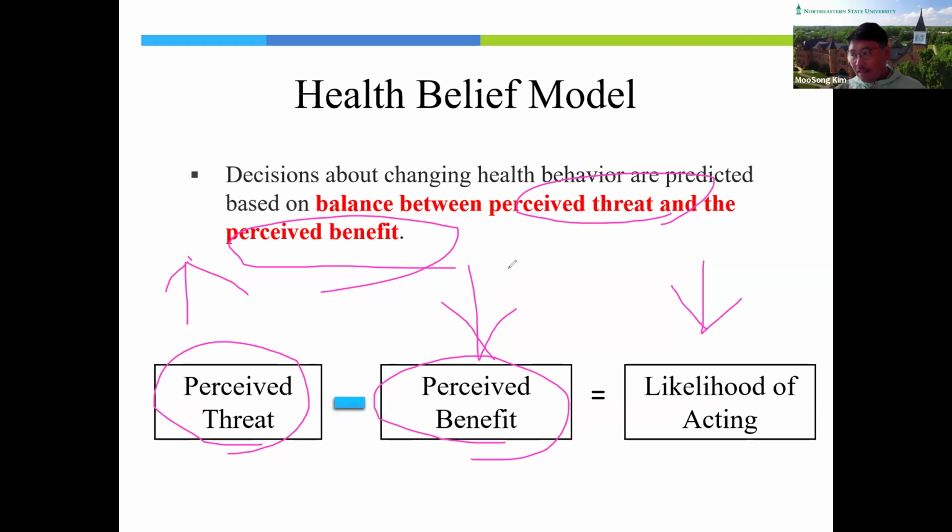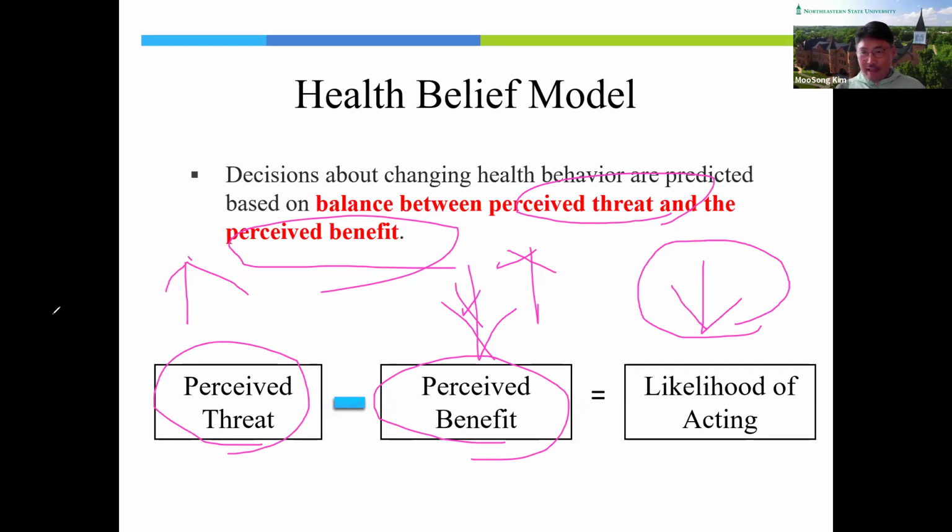On the other hand, if perceived benefit is high, they perceive more benefit from taking medications. So they are more likely to take medication rather than do exercise for this perceived threat. So in the health belief model, people evaluate their perceived threat and the perceived benefit of taking an action, and then they take the actual behavior. So we can predict future behaviors based on this evaluation, right?